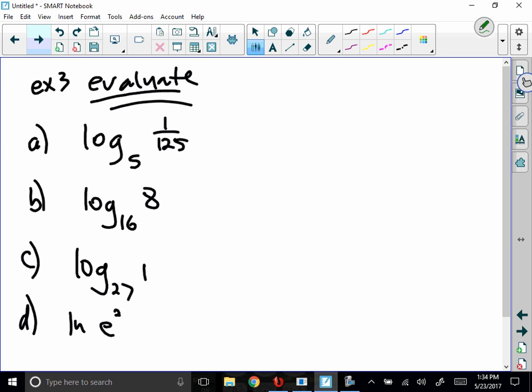What you're asking yourself here is what power do I raise 5 to get the number whose log is being taken? It's going to be negative something. If you cube 5, you get 125, but then you've got to flip it. So what power do you raise? Who said -3? Nice. -3.